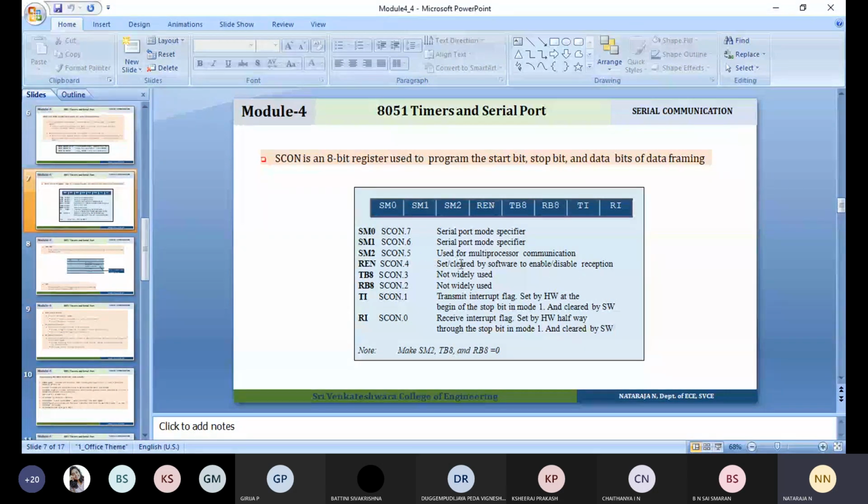And the next one is used for multiprocessor communication, SM2. SM1 and SM0 are used to select the serial mode, either mode 0, mode 1, mode 2, or mode 3. Just as we select modes in timers, here we use the modes of serial communication. We can discuss that one by one. You can make a note of this, please.